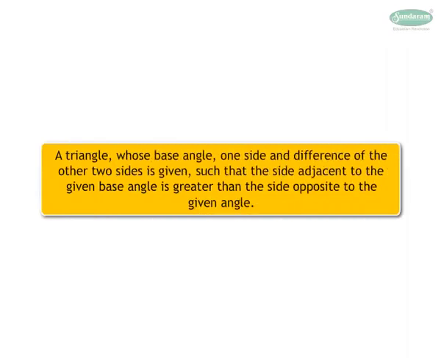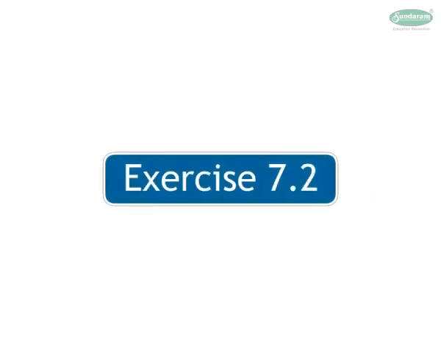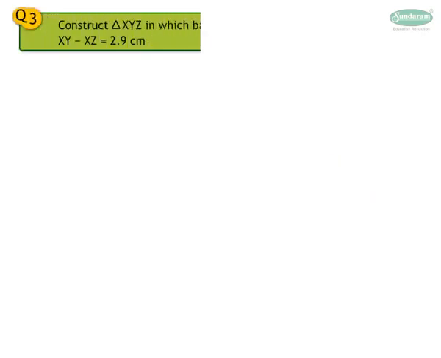Now let us construct a triangle whose base angle, one side and difference of the other two sides is given, such that the side adjacent to the given base angle is greater than the side opposite to the given angle. Now, let us construct a triangle from exercise 7.2, question 3.